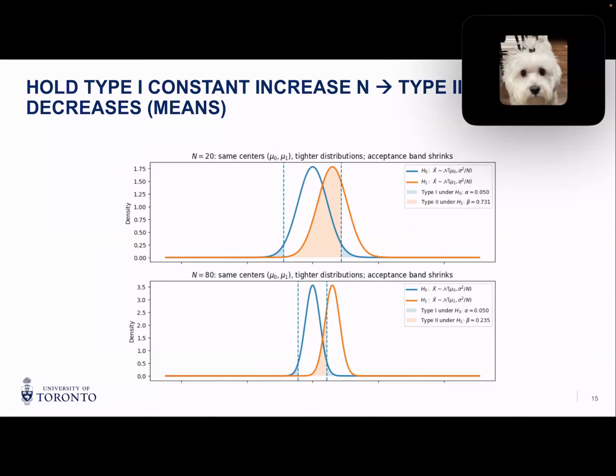Holding type 1 constant, by increasing the number of observations, we can decrease type 2. So if we don't change our significance, we don't change those values, all we do is sample more. The consequence of that is our null and alternative hypothesis distributions sharpen, and our type 2 error goes down.